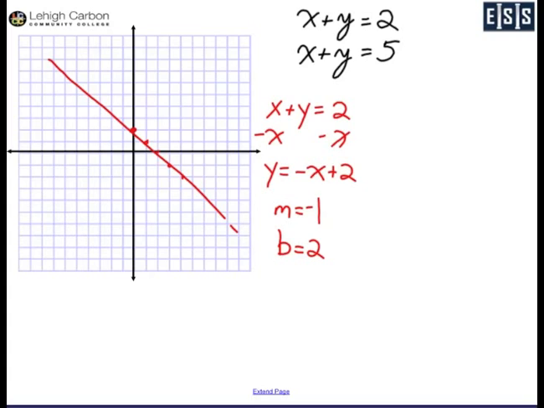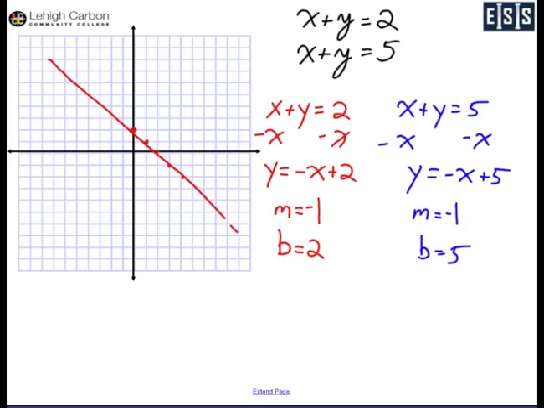For my second equation, x plus y equals 5. Subtract x from both sides. Y equals negative x plus 5. My slope is negative 1. My y-intercept is 5. Go to 5 on my y-axis. Down 1 over 1.